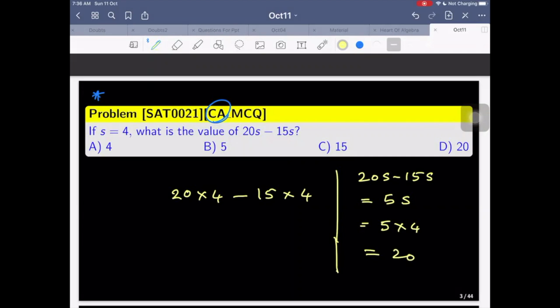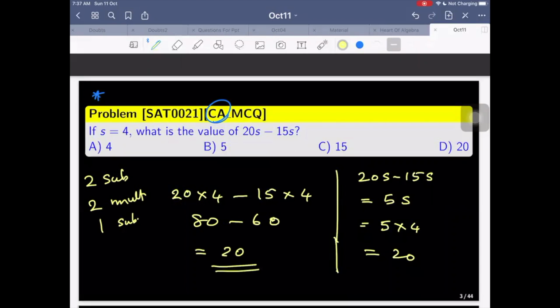Another way to do this is you plug in the values of s into the terms separately. What happens? See the number of operations you need to do. You need to do 2 substitutions. You need to do 2 multiplications. Okay. And then you need to do 1 subtraction. Altogether, you have to do 5 tasks. Got it?